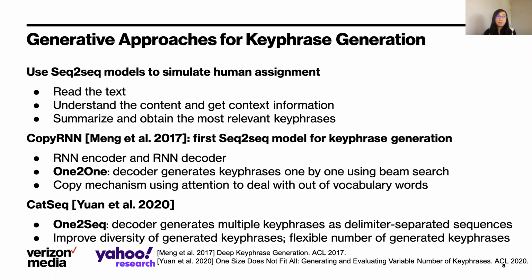It's called copy-RNN. Basically, it uses an RNN-based encoder and decoder to model the input documents and generate the ground truth key phrase. In this approach, the decoder generates the key phrase one by one using beam search. And we call this schema one-to-one.